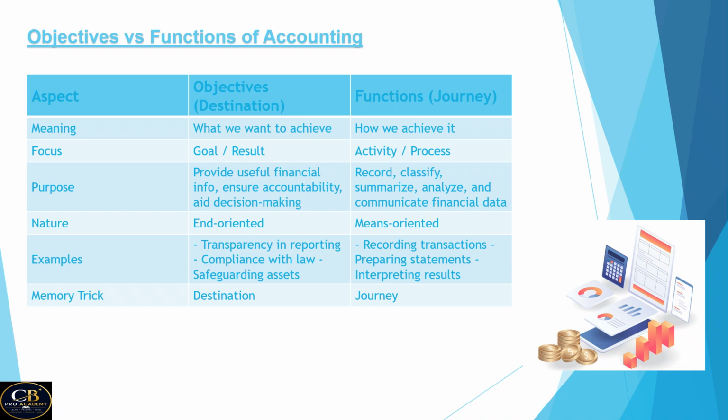Let's take a few examples. In objectives, we have transparency in reporting, compliance with law, safeguarding assets. In functions, recording transactions, preparing statements, interpreting results. The easy memory trick to distinguish between the two: objective is the destination where you want to go, right? Function is the journey. So this is the main difference between objectives and functions. You need to remember this because it's a very important topic from an exam perspective. Okay, let's move forward.